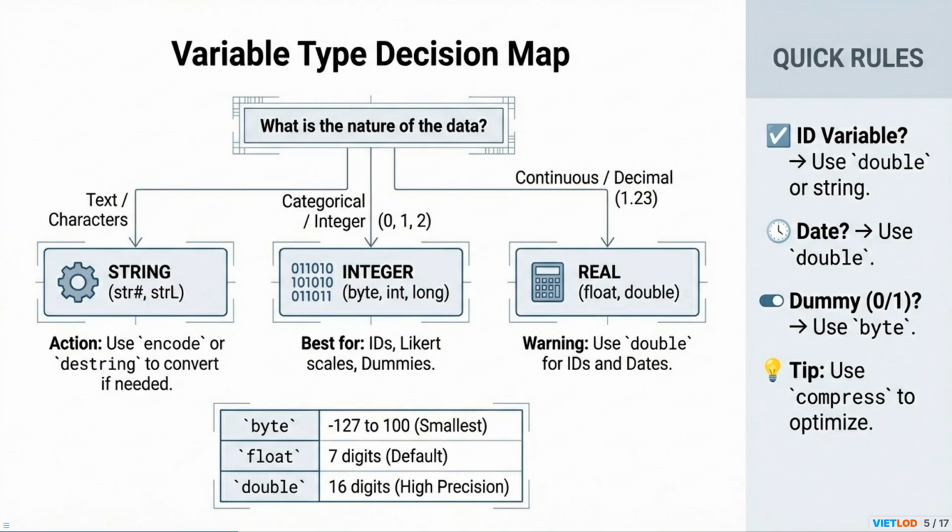The first decision is the nature of your data. Is it text, categorical, or continuous? For text, use a string type like str# or strL. For categorical or integer data like IDs, Likert scales, or dummies, use an integer type. The byte type is the most memory efficient for dummy variables, as it only stores numbers from -127 to 100. For continuous or decimal data, use a real type, which includes float and double. While float is the default, it has precision limitations we'll discuss next.